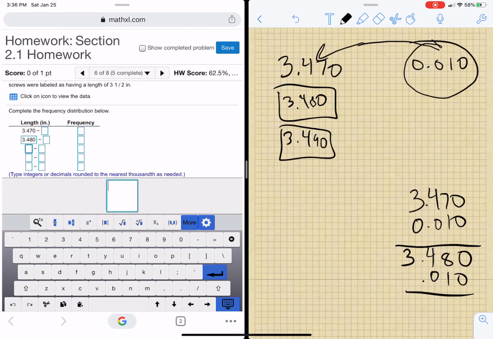3.490, oh sorry. The next one's just going to increase up by 3.500. Technically, you don't need the zeros, but we'll just do it to kind of stay consistent.